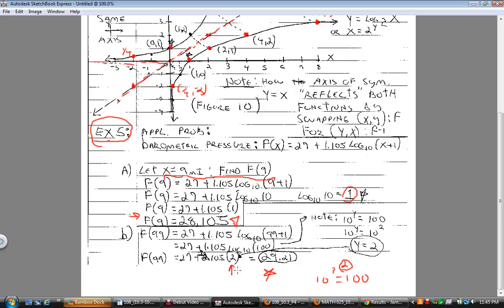Okay class, we have wrapped up section 10.3, page 6. We'll go ahead and keep pushing forward. We're going to move on to 10.4. We're going to do properties of logarithms when we get there.